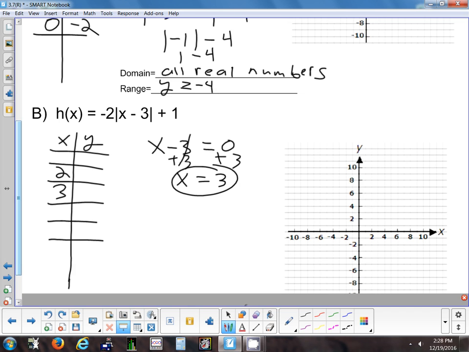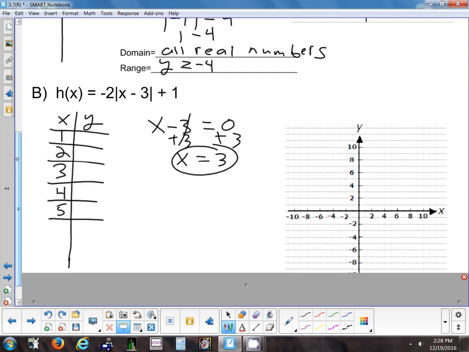Now give me a value smaller than 3. 1. Okay, bigger than 3. 4, and 5. Now what do we do with each one of those numbers? We're going to plug them in for x. So Vanessa, what's my first number I plug in? Plug in the 1.